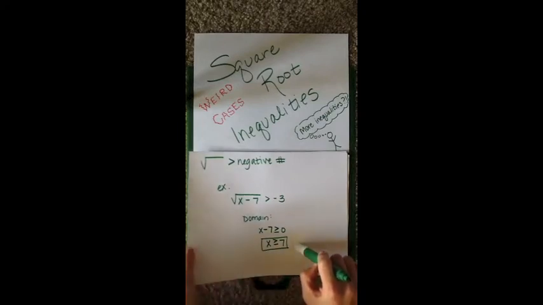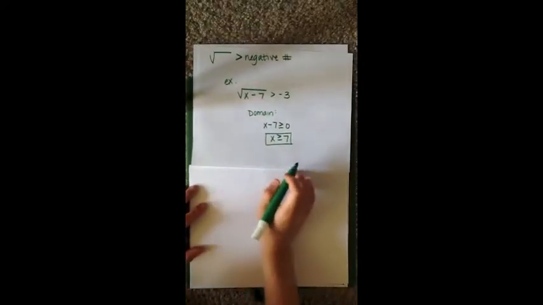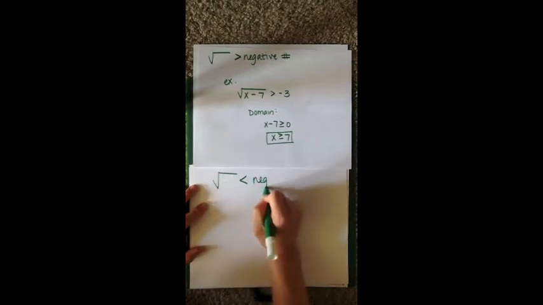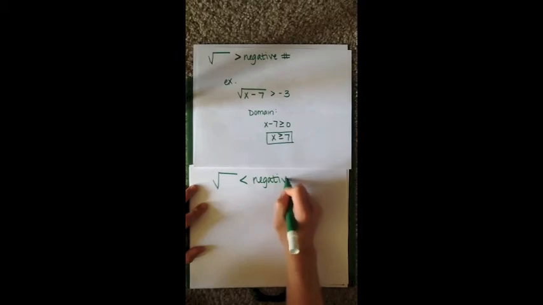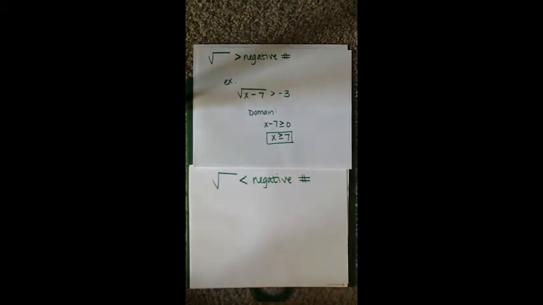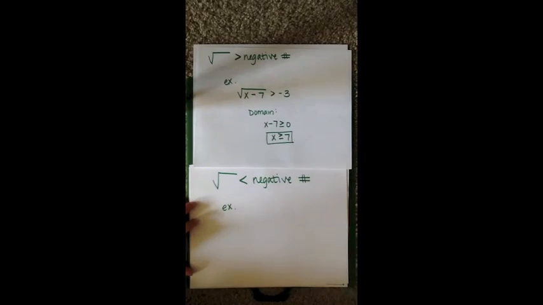Let's look at the other case. If I look at square root is less than a negative number. So if a square root is less than a negative number, let's take the same basic equation, but we'll flip the sign. Square root of x minus 7 is less than negative 3.